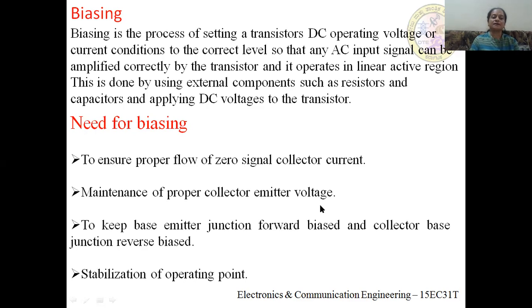Basically, biasing is the process of applying DC voltages to the transistor so that it always operates in an active mode. Active mode means the input circuit should be forward biased and the output circuit should be reverse biased. How the biasing is done, what the different methods of biasing are, and how to locate the operating point, we are going to study in the next session.